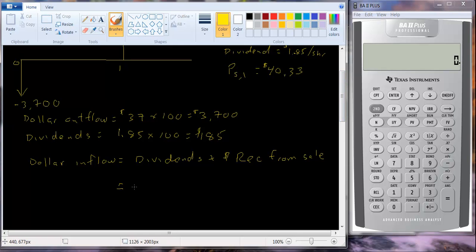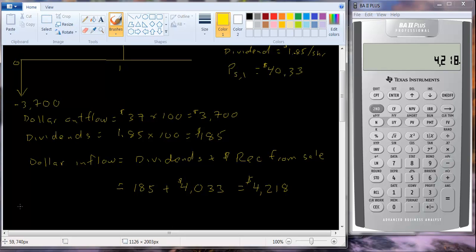So let's see what our dollar inflow will be. Our dollar inflow is going to be $185 plus $4,033. All right, so we can add those up. 4033 plus 185, and we get $4,218.